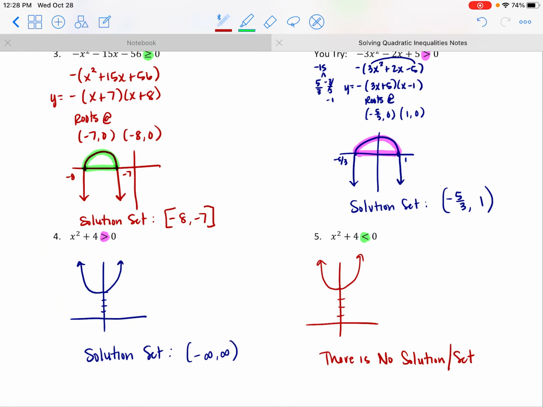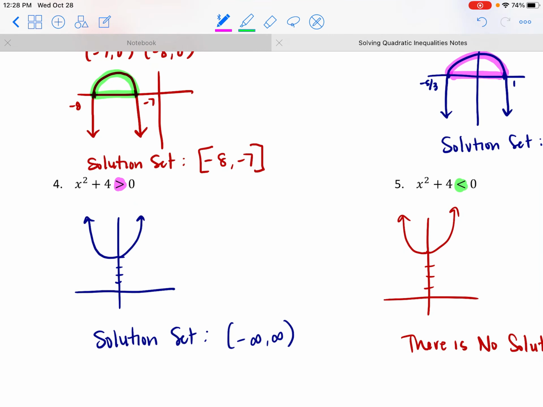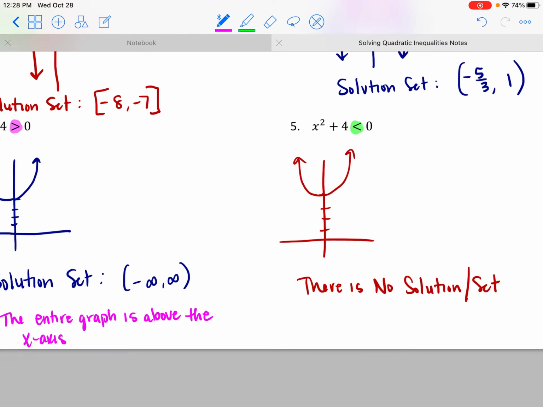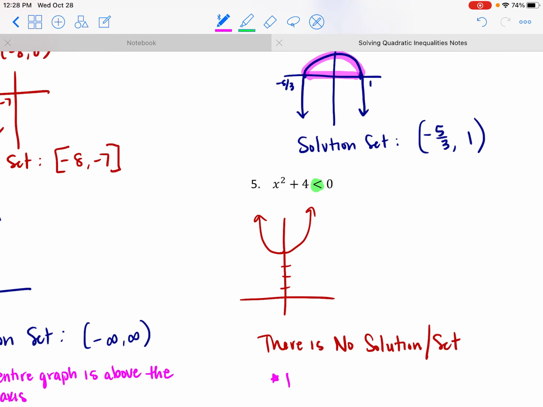And I guess we can say a little special note on this one. The entire graph is above the x-axis. And then here, none of the graph is below the x-axis. Okay, so there are these special cases where everything is a possibility or nothing is a possibility.